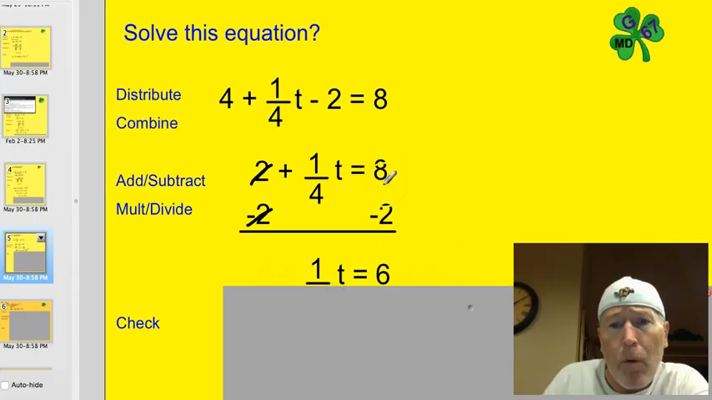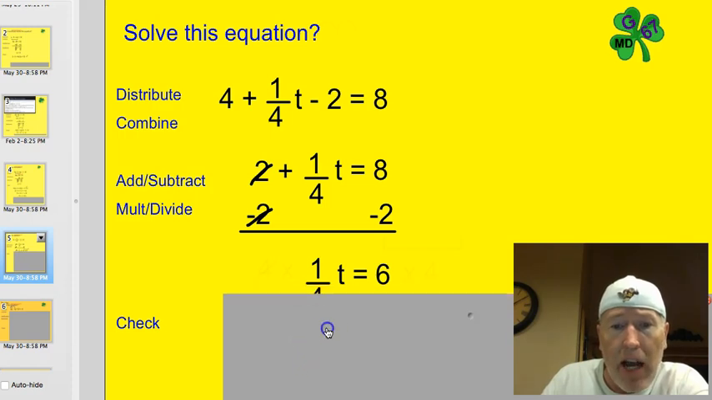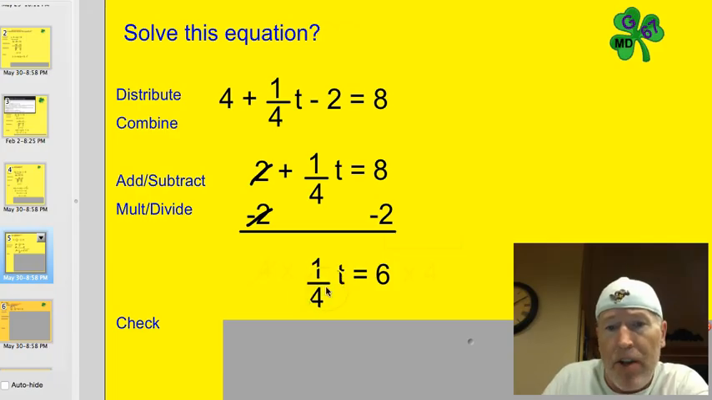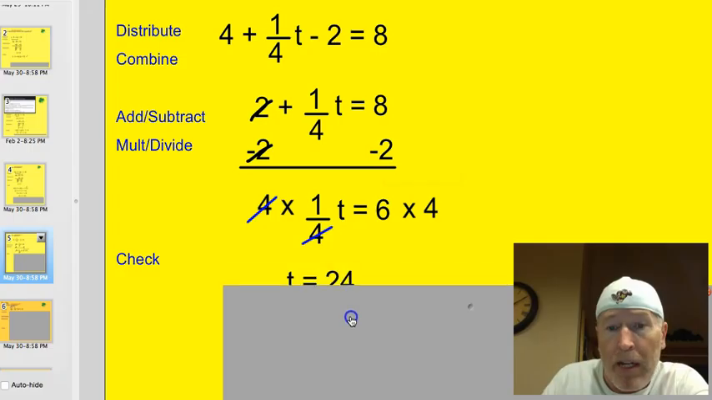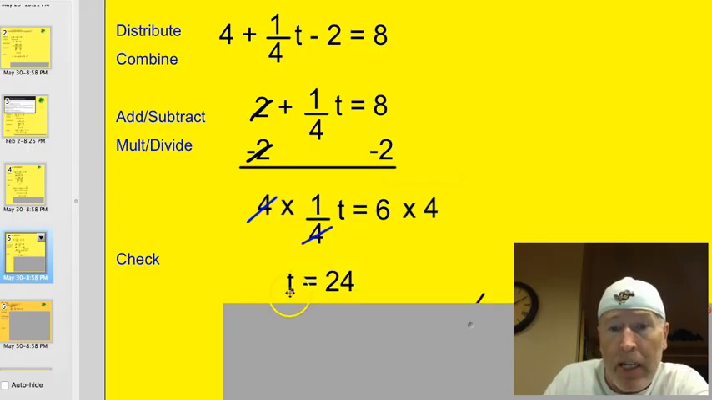and when I do that, I still have this side. 8 minus 2 is 6. So now I've kind of isolated this down. I've got 1/4 t equals 6. Well, this is division. In order to get rid of the division, I need to multiply. So I'm going to multiply this side by 4, and this side by 4. Now, these 4's will cross off, but over here I still have to take 6 times 4. So what I've ended up with here is I've isolated the t. I've got t is equal to 24.